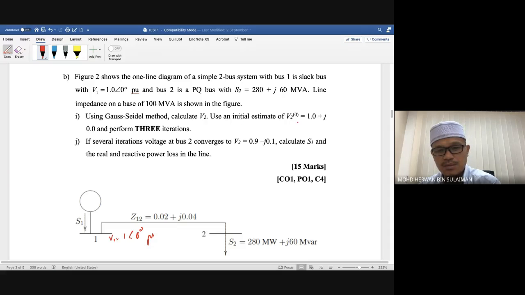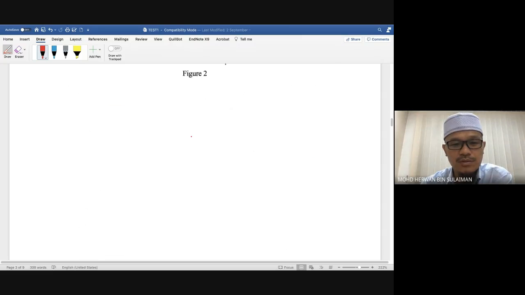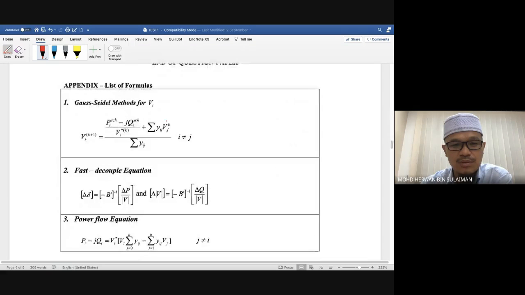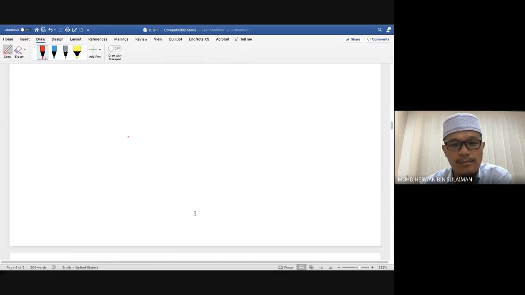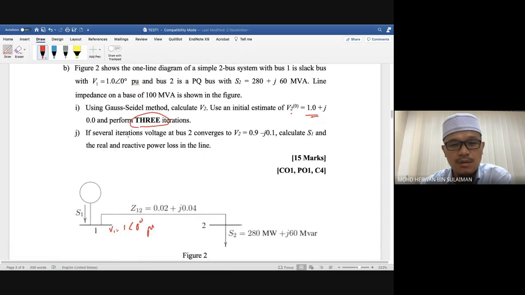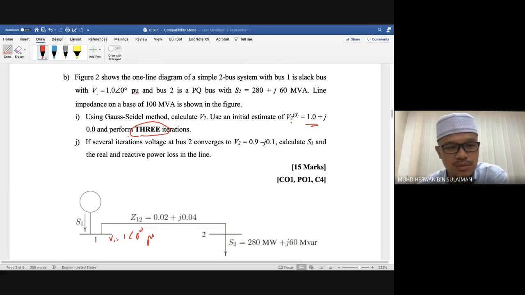Use an initial estimation of V2 1 per unit, and you need to run 3 iterations. So here you need to use the equation. This equation is given, right? So this one. And then number two sebetulnya ni. If after several iterations voltage at bus 2 converge to V2 0.9 minus J 0.1, calculate the S1, the real and reactive power and the real and reactive power loss of this line.